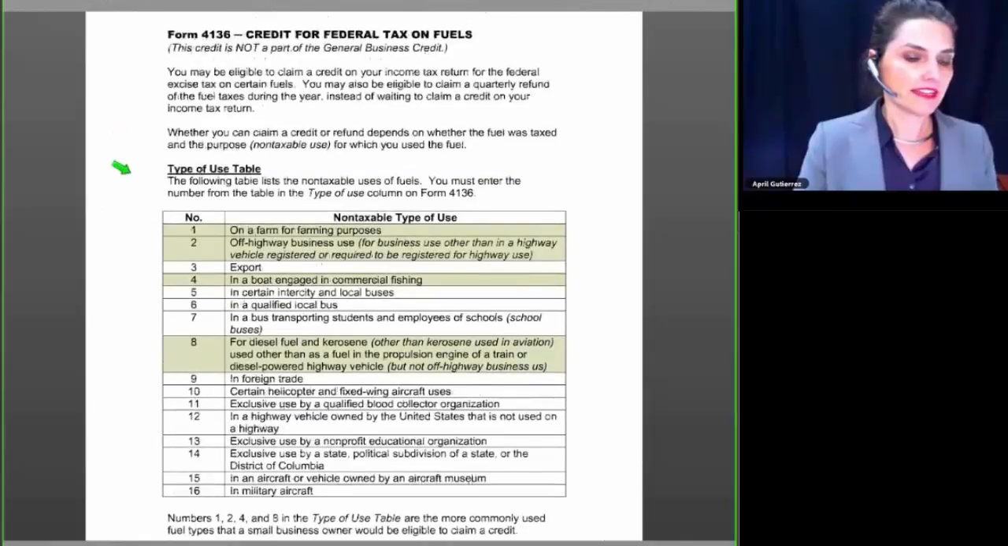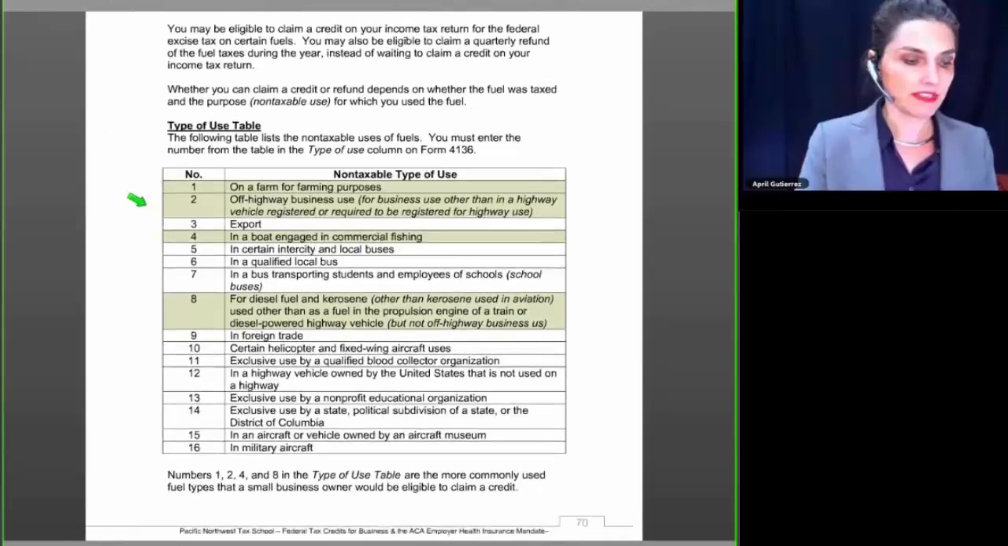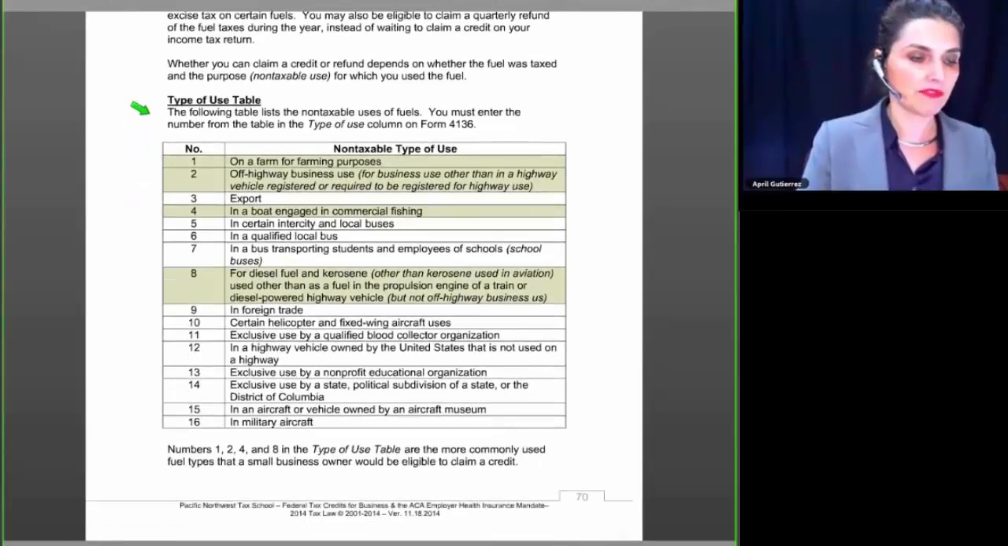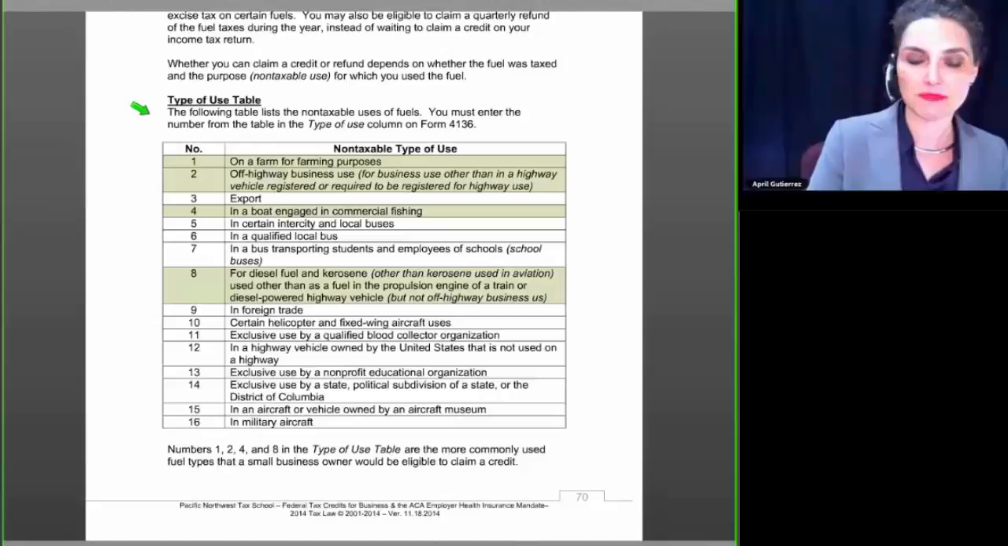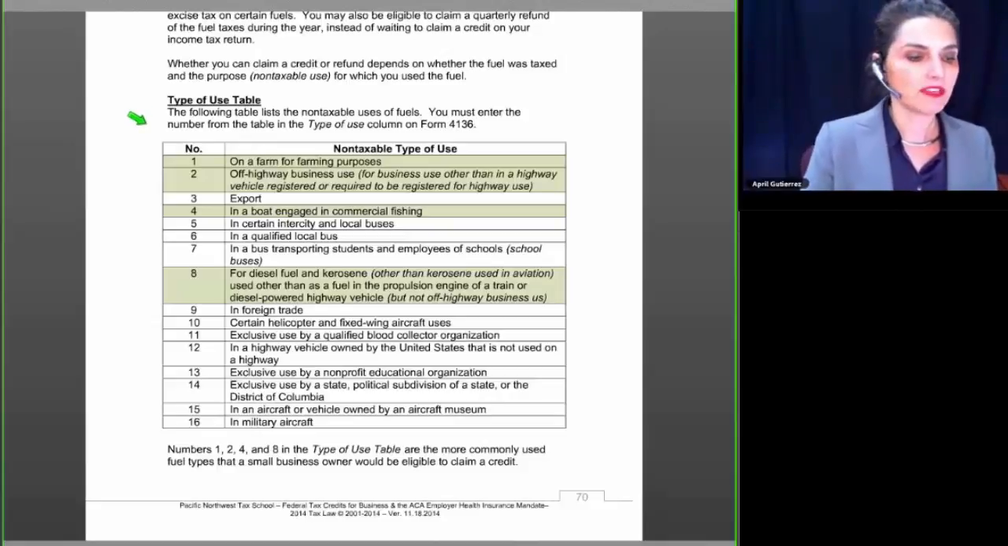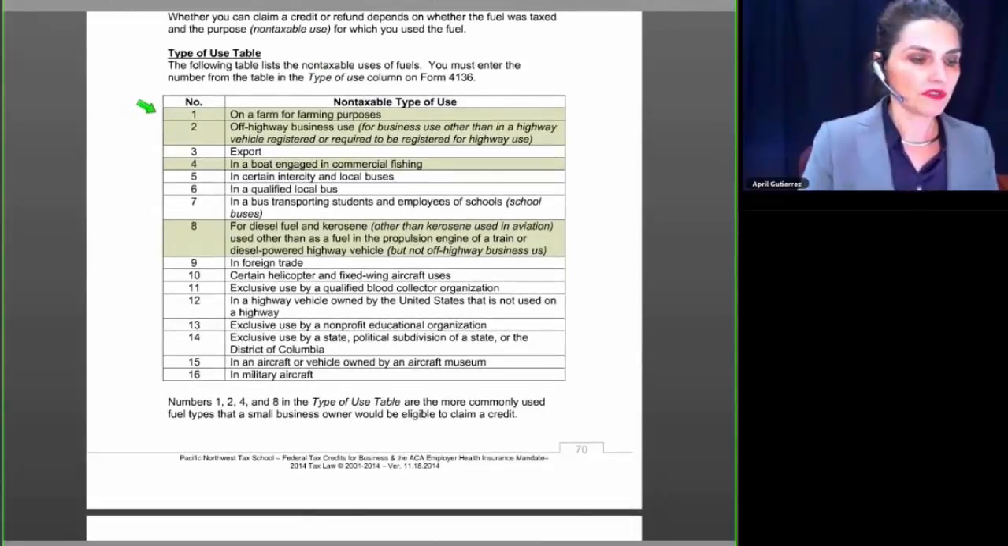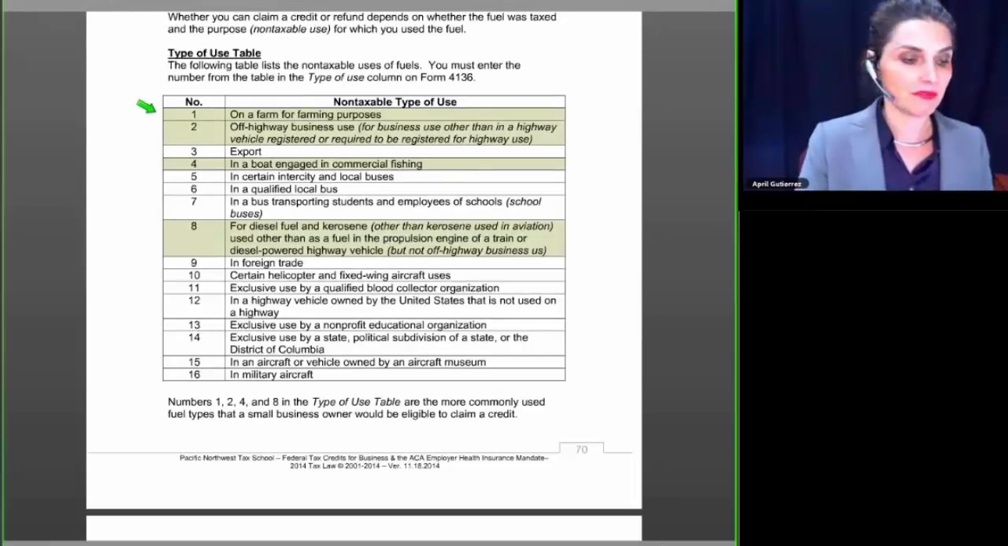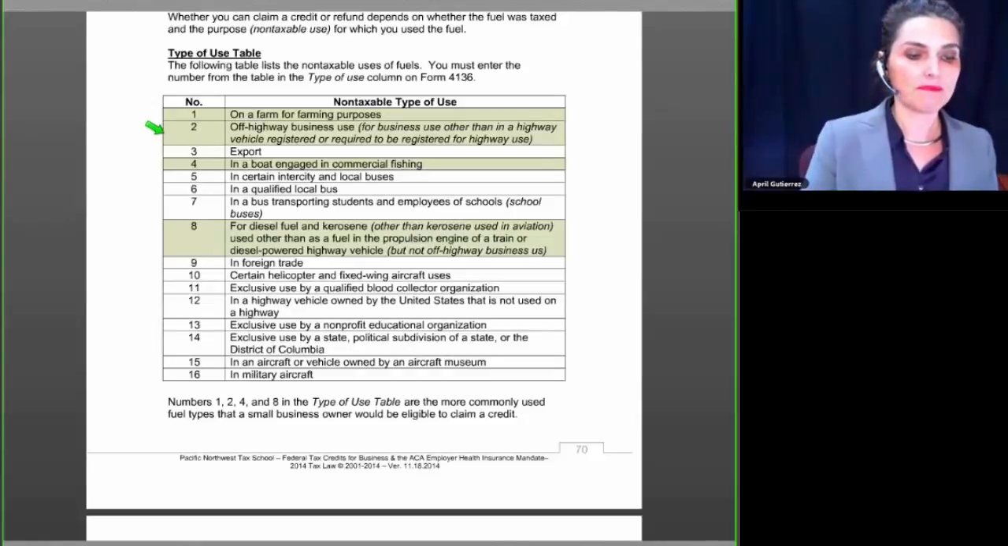So let's take a look at the types of business use that can qualify for this refundable credit. And for that, we have a type of use table. The following table lists the non-taxable uses of fuels. You must enter the number from the table in the type of use column on Form 4136 when you are filling it out. The first use listed on the table is on a farm for farming purposes. I've mentioned it several times, and it is the number one choice on the form. Number two, also, we have off-highway business use. This is for business use other than in a highway vehicle registered or required to be registered for highway use.